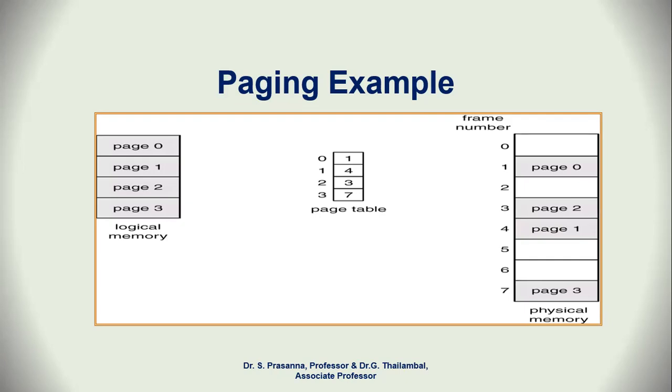When you go for page number 1, it is stored in the fourth frame. When you go for the fourth frame of your physical memory, you can see that page 1 is stored. Similarly, page 2 is stored in the third frame, so you can check in the third frame, page 2 is stored. And similarly, page 3 is stored in frame 7. When you go for frame 7 in the physical memory, you can see page 3.